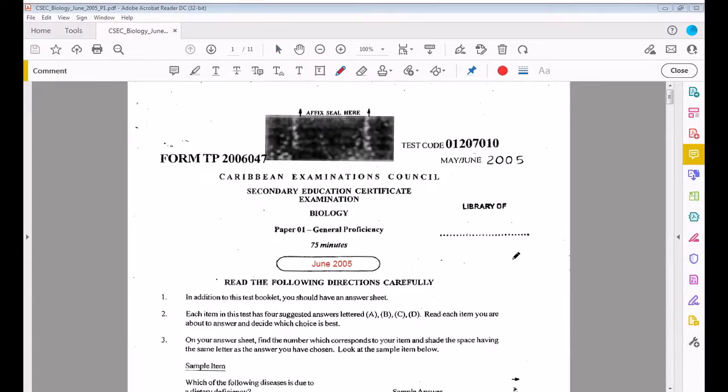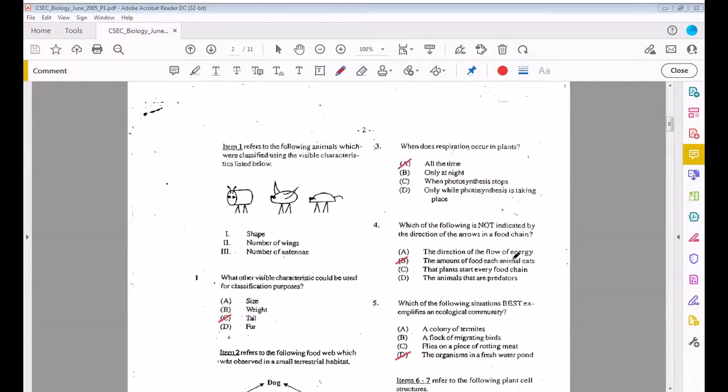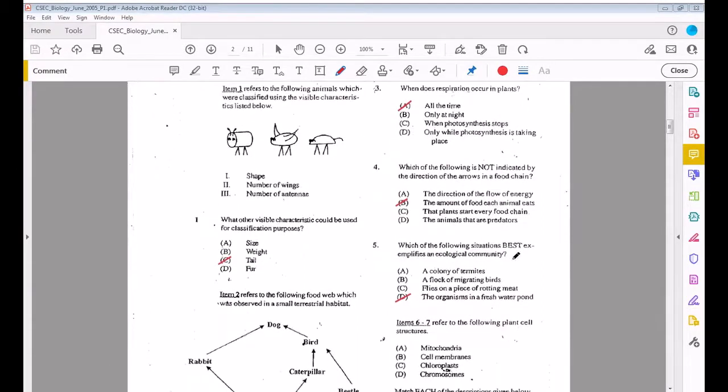Hopefully you don't have to draw anything like that horrible hummingbird from the 2004 paper we did previously. So anyway, item one refers to the following animals which were classified using the visible characteristics listed below. So that would be shape, the number of wings, as well as the number of antennae. So number one, what other visible characteristics could be used for classification processes?